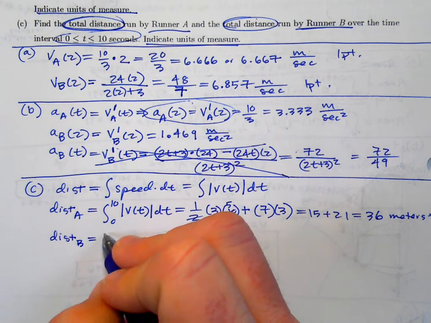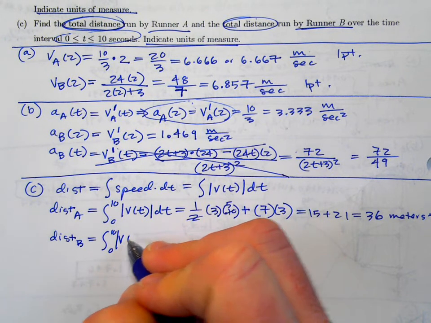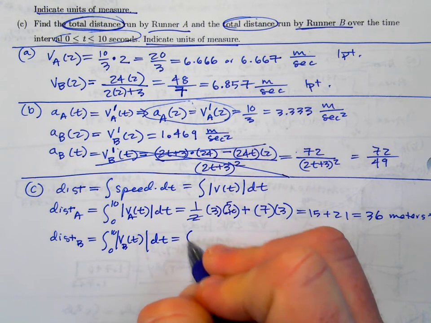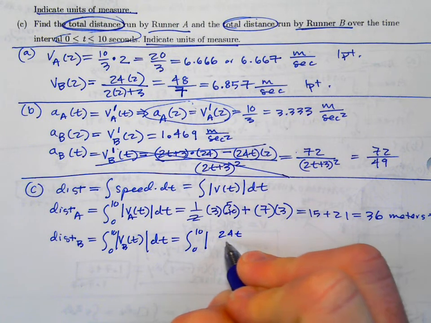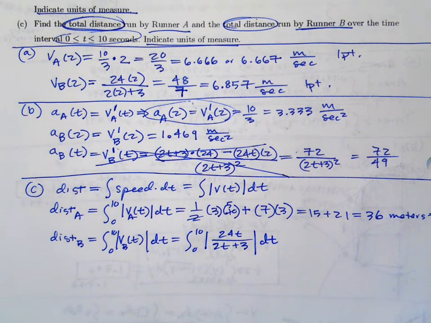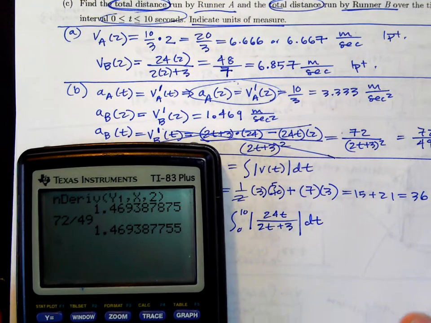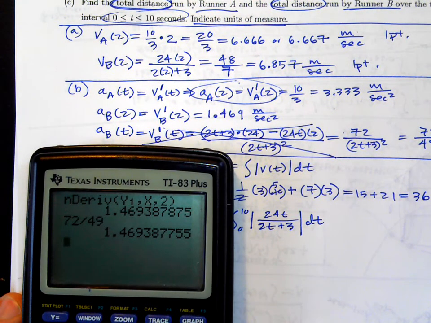I'm probably not going to redo the video, but 0 to 10 of the absolute velocity of B, which is going to be the integral from 0 to 10 of the absolute value of 24t over 2t plus 3 dt. I don't think you guys want to integrate that. I don't think you can. And even if you could, just use your calculator. Now, with integrating absolute values, by the way, by hand, we'd have to break it up. We'd have to figure out where it changed signs and force it all to be positive. But your calculator can do this really well.